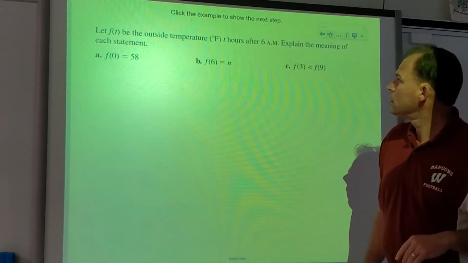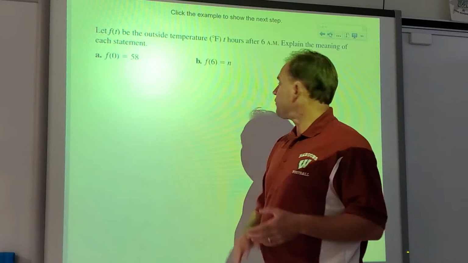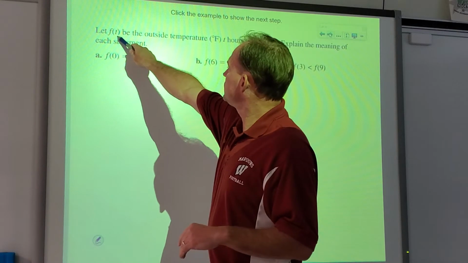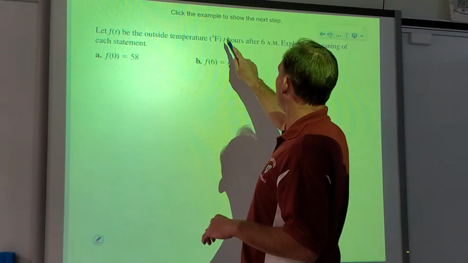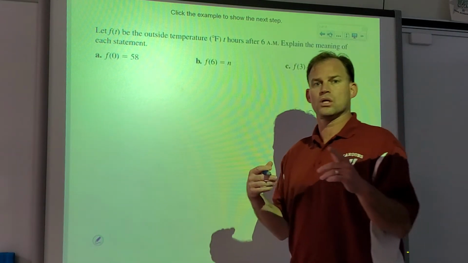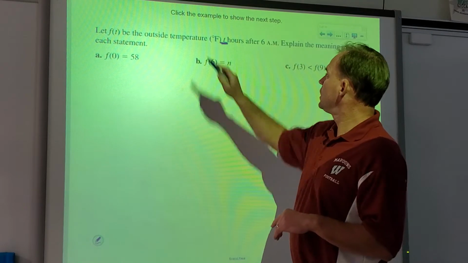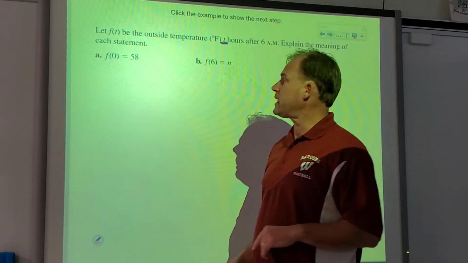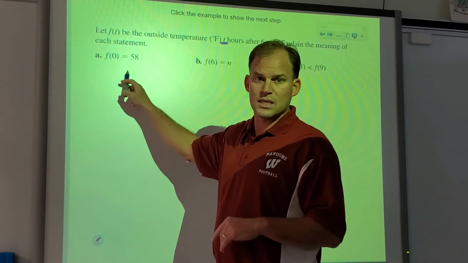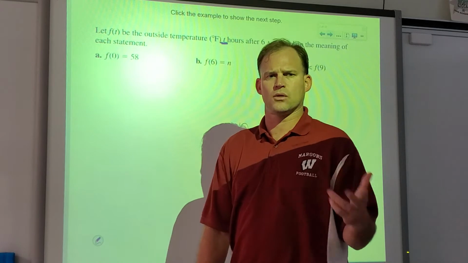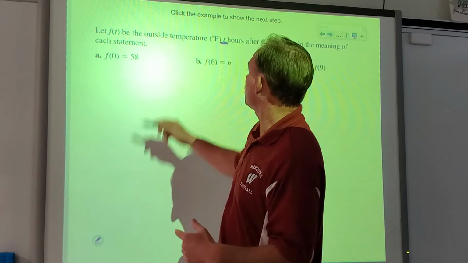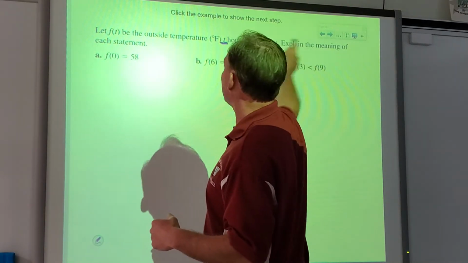So, another thing to do here is if it gives you just a word problem. So it says, let the function be the outside temperature T hours after 6 a.m. So T is time. So that's the number of hours after 6 a.m. So here, F of 0. So that means 0 hours after 6 a.m. So what time is 0 hours after 6 a.m.? 6 a.m. So let F be the outside temperature. Explain the meaning of each statement.